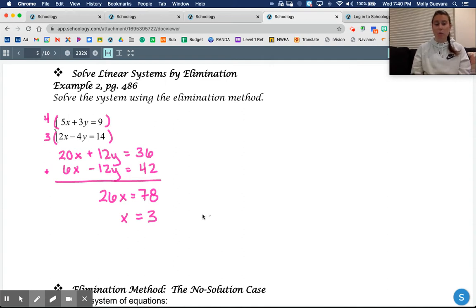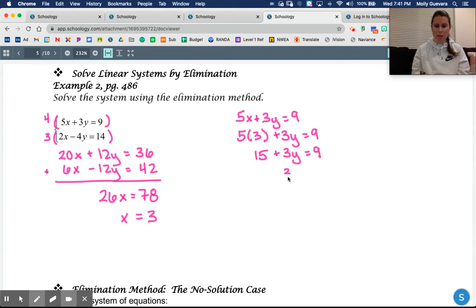Now, once I have x solved for, I'm going to plug it back into one of my original equations. And again, it doesn't matter which one. I'm just going to use the top one because it's all positives. Okay, x is 3, so I have 5 times 3 plus 3y equals 9. So 15 plus 3y equals 9. I'm just going to keep solving. Get 3y is equal to negative 6, so y is negative 2. So if I were to graph these two lines, they would cross at the point 3, negative 2.